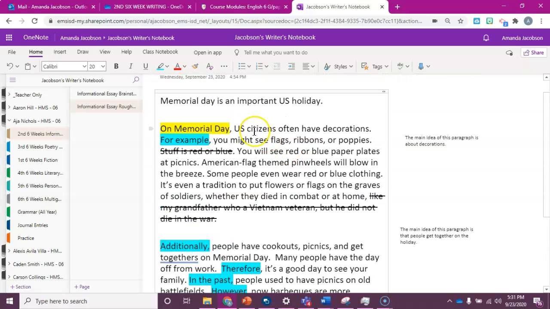I've already gone through and done some revisions to my rough draft, but let's look at my first paragraph again. It says, on Memorial Day, U.S. citizens often have decorations. For example, you might see flags, ribbons, or poppies. That's a grocery list. Flags, ribbons, poppies. It sounds like you're going shopping.